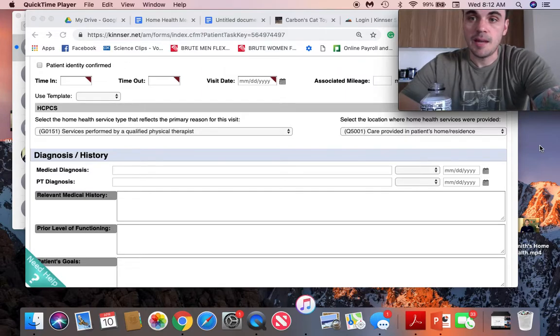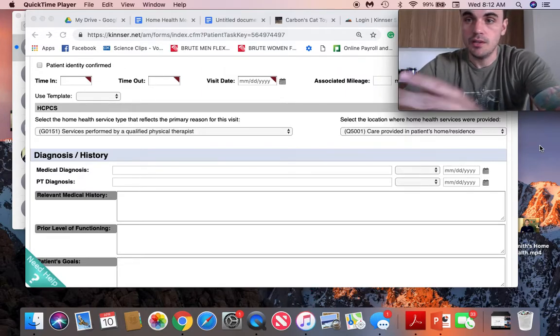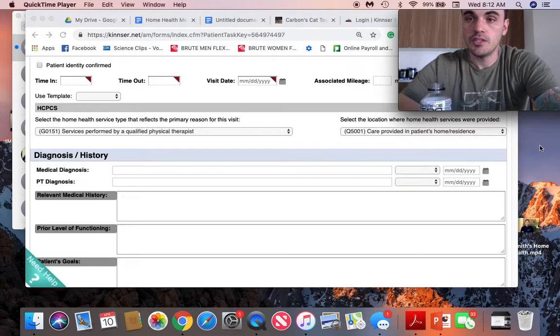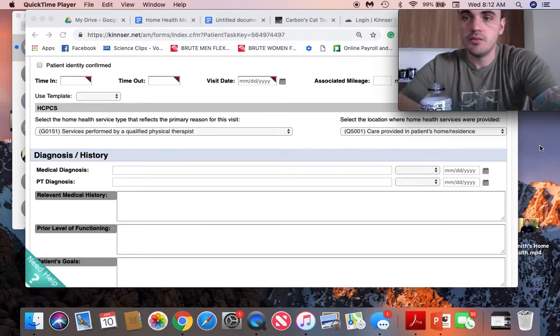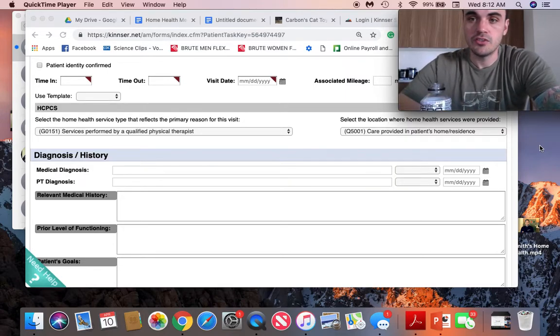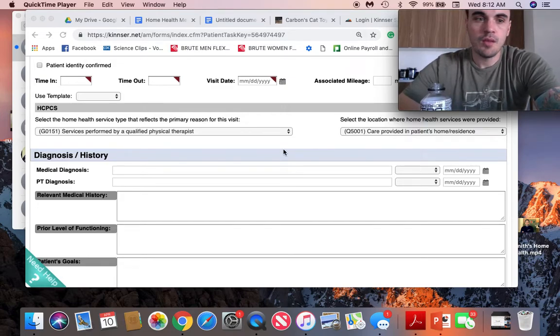Also, this is going to be applicable to OT evals as well. So this is when you're doing an evaluation in the home. I'm going to use WellSky/Kinzer here just to show you everything you may see in an EMR. This is my favorite EMR, but we can go here.